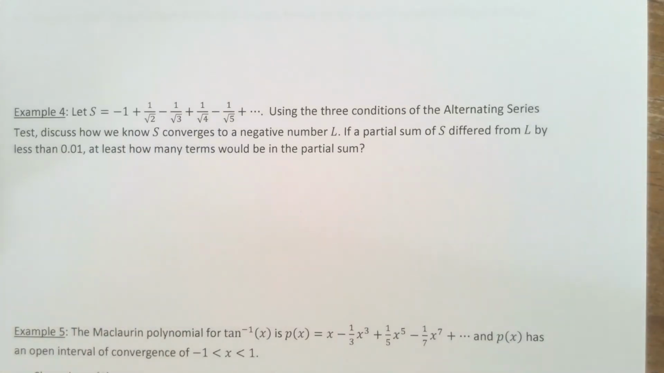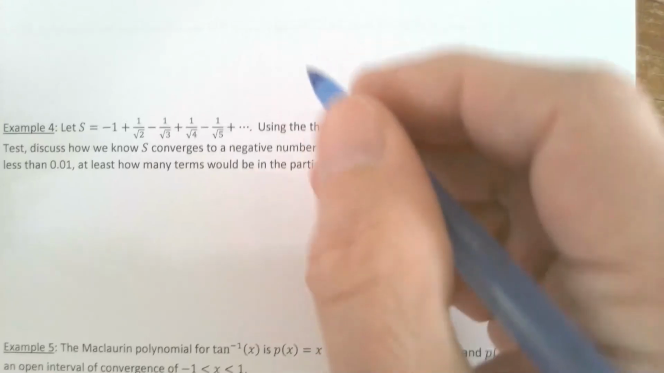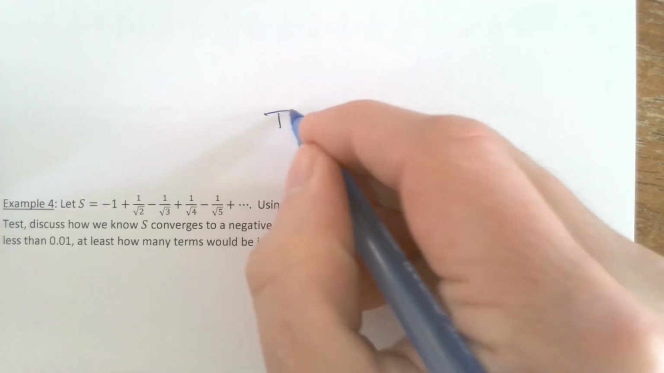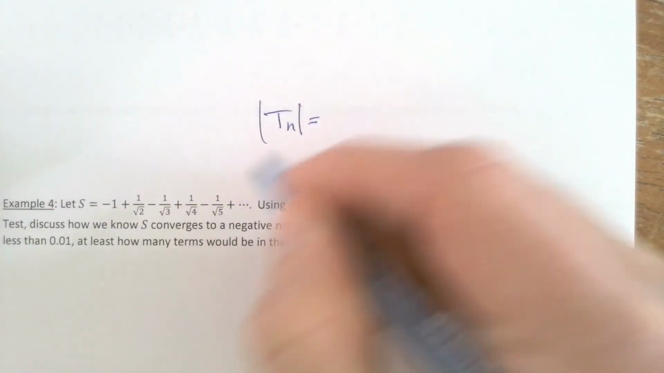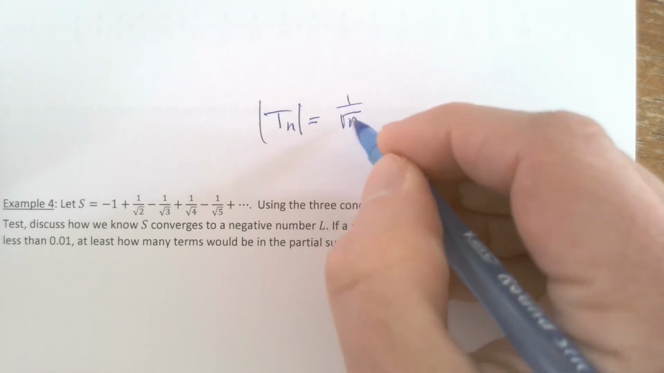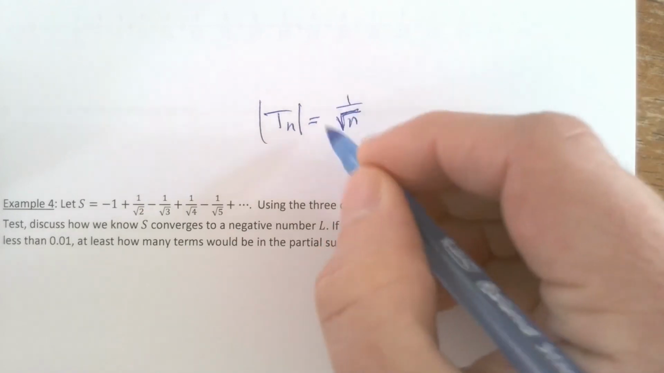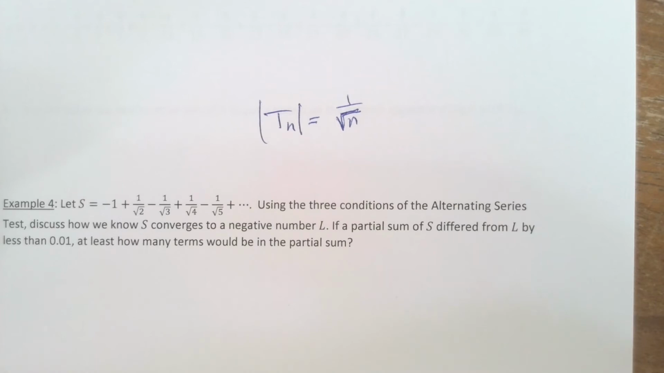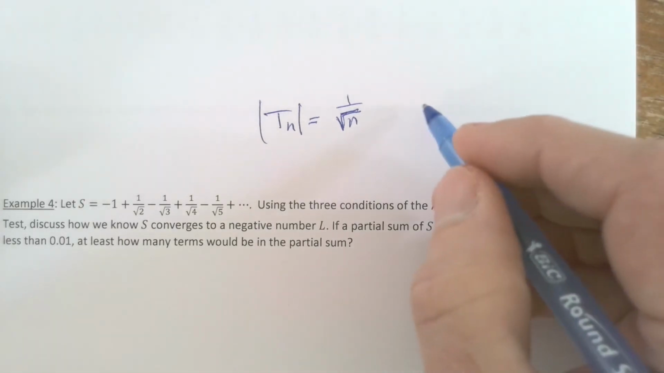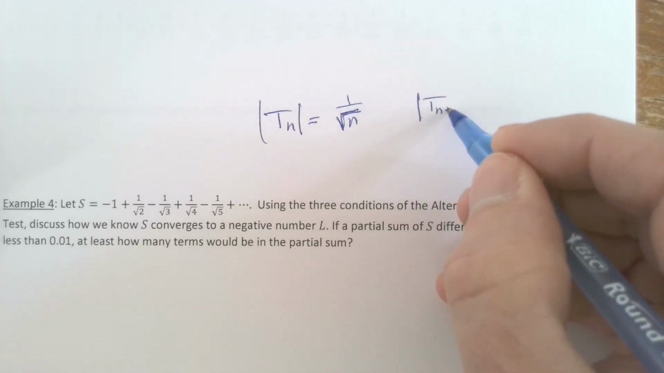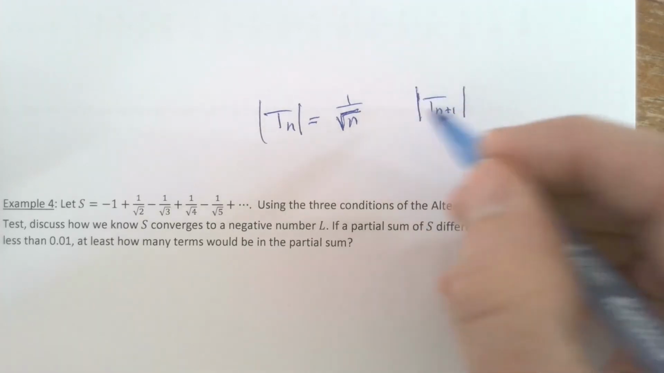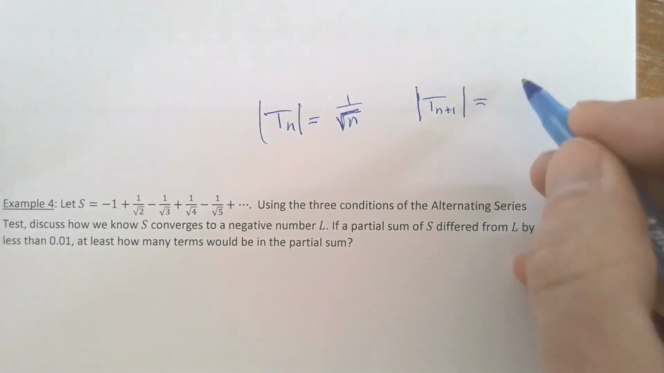That's good. Second, if you look at the absolute value of the nth term, it's something like 1 over square root n. Okay, I don't need to tell you that that goes to 0 as n goes to infinity. So that's another condition that's important. And then take a look at the term just to the right of this. Its absolute value looks like this. It's 1 over the square root of n plus 1.